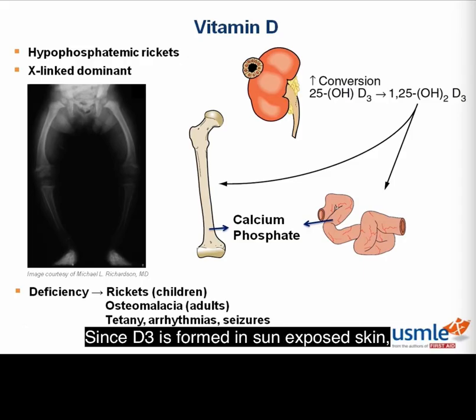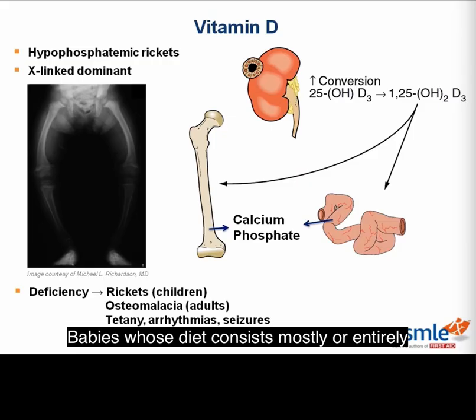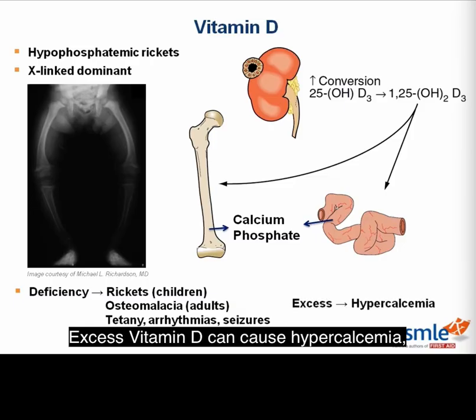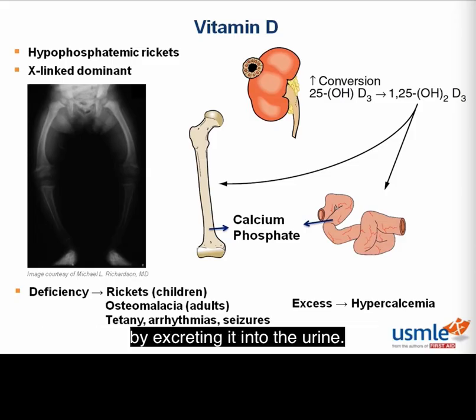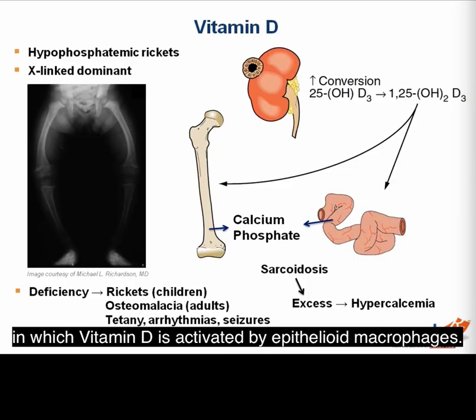Since D3 is formed in sun-exposed skin, deficiency occurs more commonly in dark-skinned patients. Babies whose diet consists mostly or entirely of breast milk and have minimal sun exposure should receive vitamin D supplementation. Excess vitamin D can cause hypercalcemia, which in turn results in hypercalciuria, since the body tries to get rid of the excess calcium by excreting it into the urine. In addition to excessive dietary intake, hypercalcemia can also be caused by sarcoidosis, in which vitamin D is activated by epithelioid macrophages.